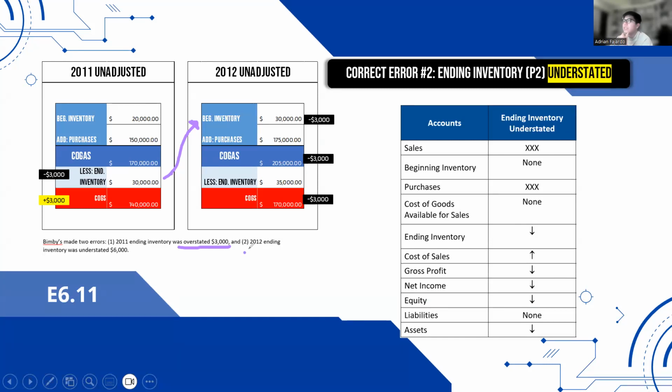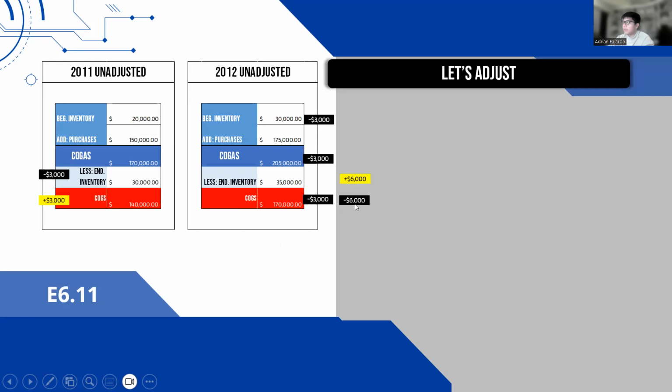Error number 2 is that the 2012 ending inventory was understated by 6,000. So what is the problem? It's understated by 6,000. What do we do? Because it is understated by 6,000, this is plus 6,000. And because this is understated by 6,000, it means that our cost of sales is overstated by 6,000, so we have to subtract 6,000. So these are the effects. So let's adjust.